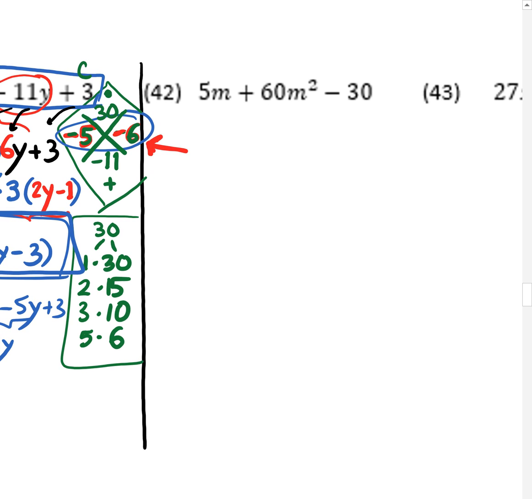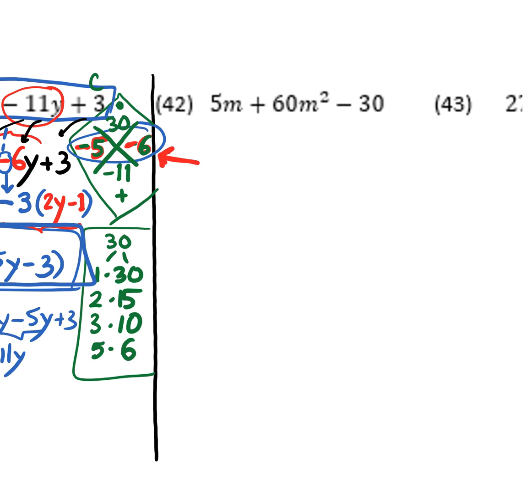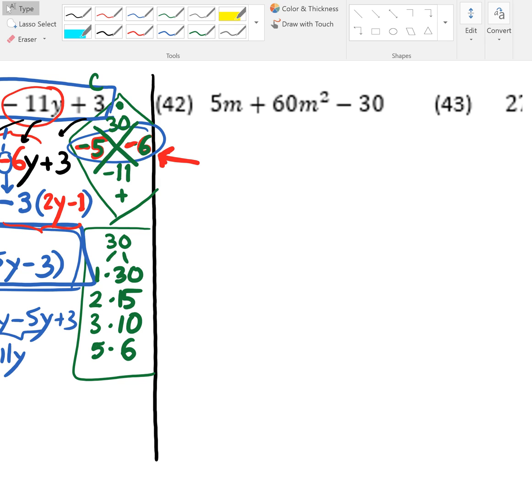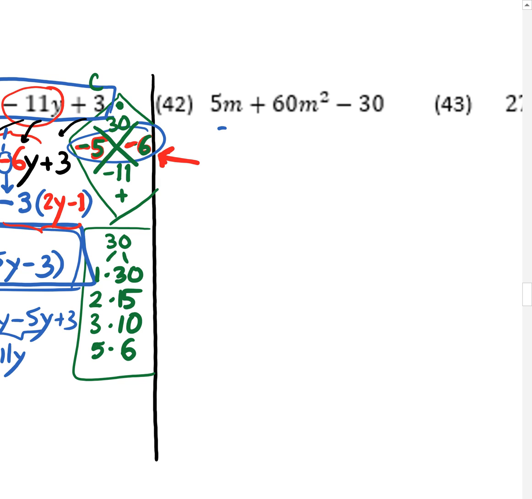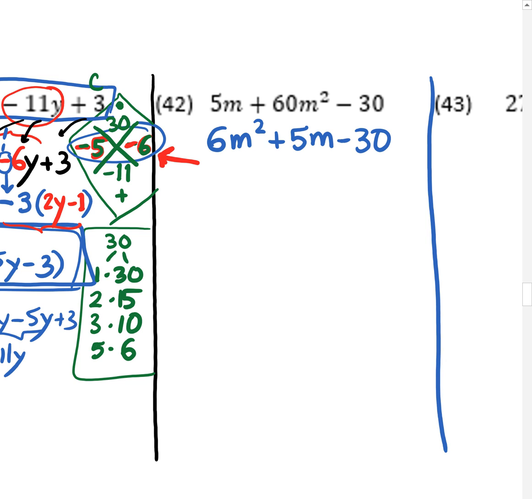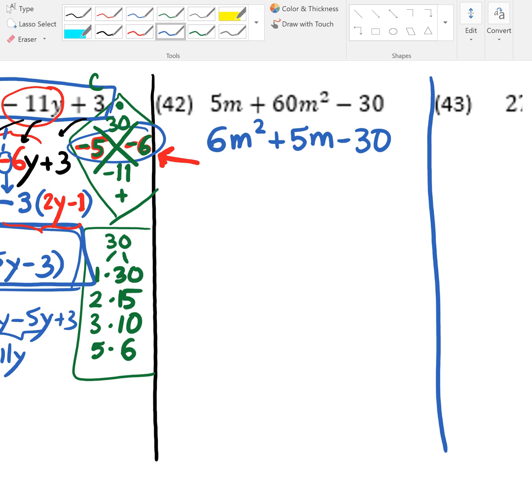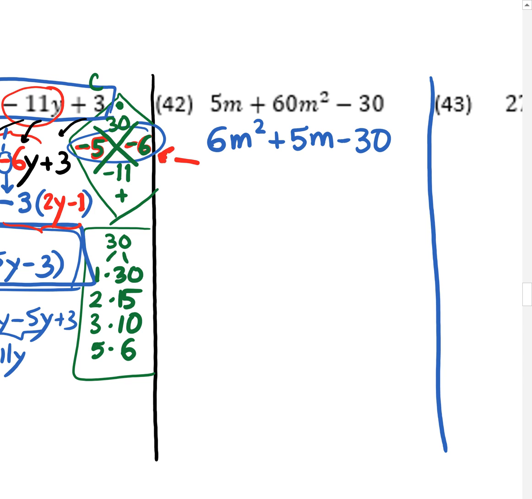All right, this next problem, notice they're trying to confuse me because they have the terms in the wrong order. I have to have it from highest power, 6m squared, to lowest power, 5m minus 30. Now I'm going to check for greatest common factor. There is no greatest common factor here. Nothing divides into 6, 5, and 30 all at the same time. So I'm going to move on.